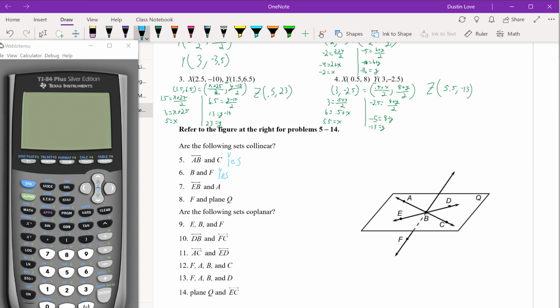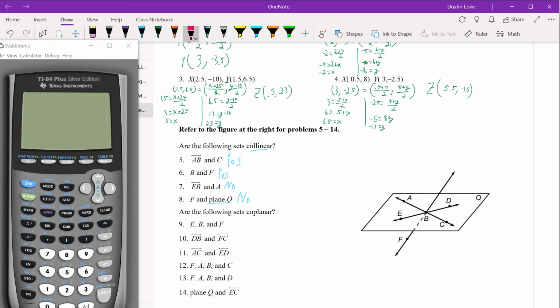Now, line EB and point A. Well, EB is here. However, point A is not on that line, so this one is no. And now F and plane Q, and I just want to point this out. We're talking about collinear, and we're talking about a plane here. A plane cannot be collinear because it's not really on the line. So anyway, point F and Q don't share any points. There's no intersection. No way at all these guys could be collinear.